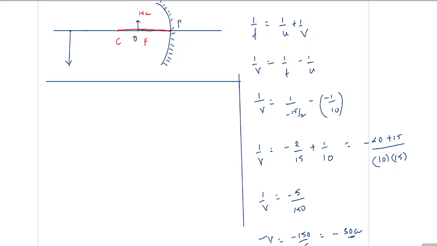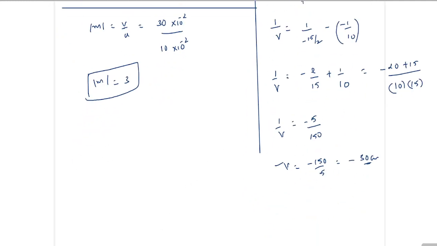The second part says find the magnification. Again, here many students get confused as to what signs to put for v and u. We just need to find magnification. Just write mod of m, that will be v by u. It's only the magnitude, which is 30 × 10^−2 by 10 × 10^−2. So m becomes equal to 3. So it's enlarged. Again, don't just stop here, write in words.